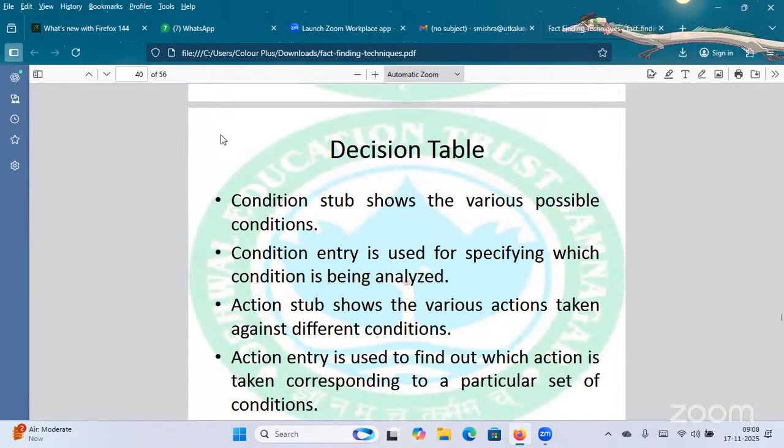So condition stub shows the various possible conditions, and condition entry is used for specifying which condition is being analyzed. Action stub shows the various actions taken against different conditions. So action entry is used to find out which action is taken corresponding to a particular set of conditions.